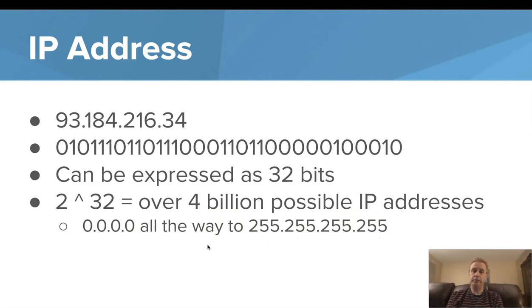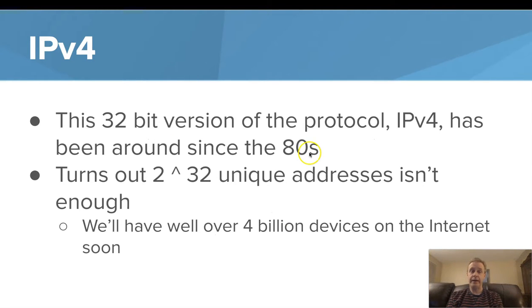Now, when this IP address was originally established and set up, with over 4 billion possible IP addresses, well, that definitely was a lot of possible IP addresses. And this original version was the version IPv4. And this was set up back in the 80s. And while over 4 billion possible IP addresses is a lot of possibilities, in the 80s, again, that was considered enough to satisfy IP addresses back then.